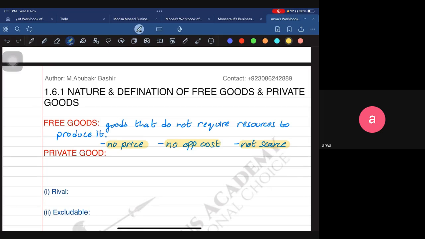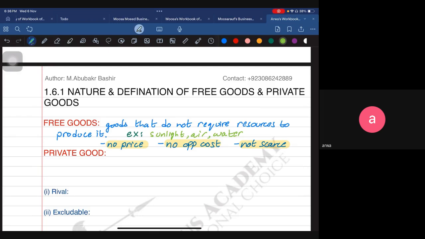Exactly. Perfect. So if we have to give an example for a free good, we could say sunlight, air, or the water from the glaciers, that could also be part of it.